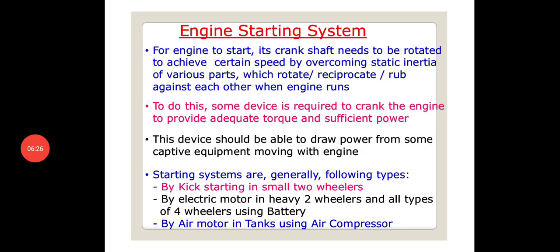Now the next point we are going to discuss is the engine starting system. For an engine to start, its crankshaft needs to be rotated to achieve a certain speed by overcoming the static inertia of various parts which rotate, reciprocate or rub against each other when the engine runs. So to do this, some device is required to crank the engine to provide adequate torque and sufficient power.